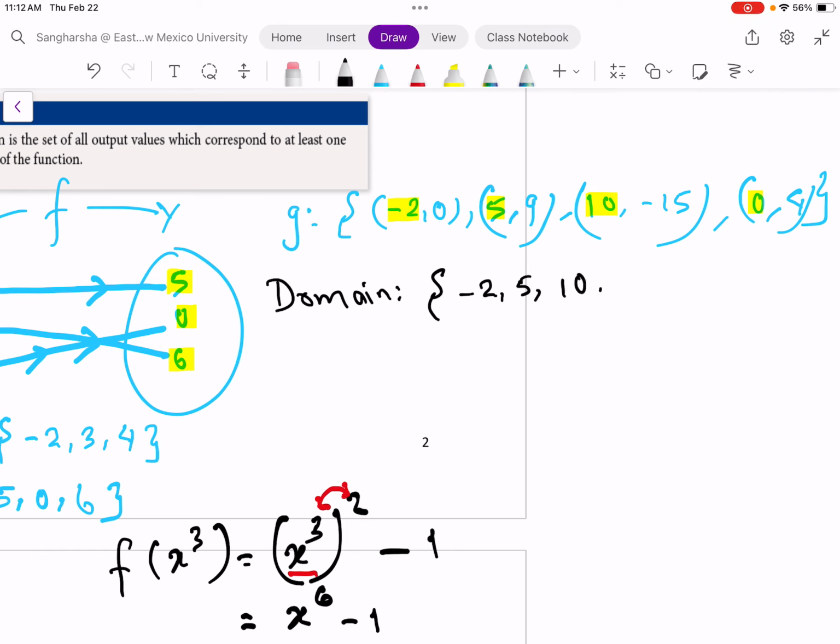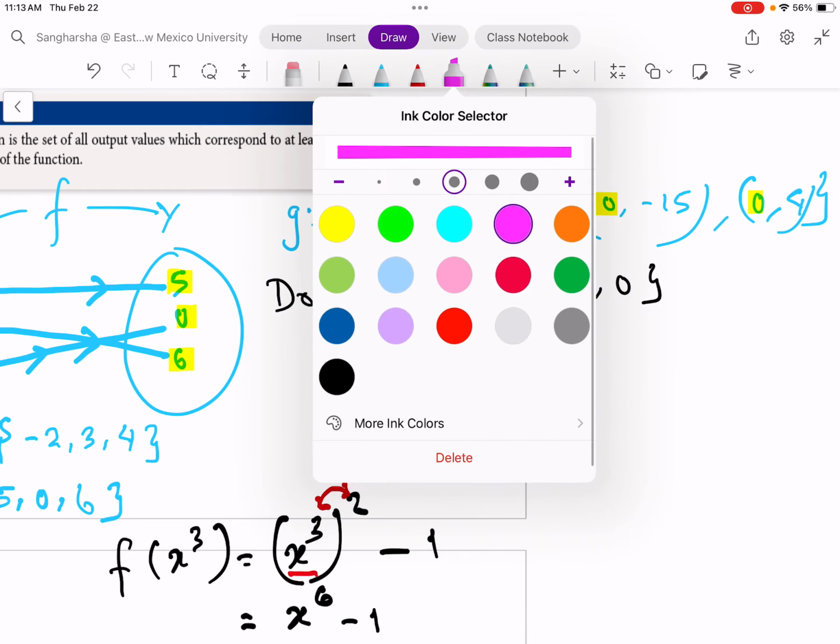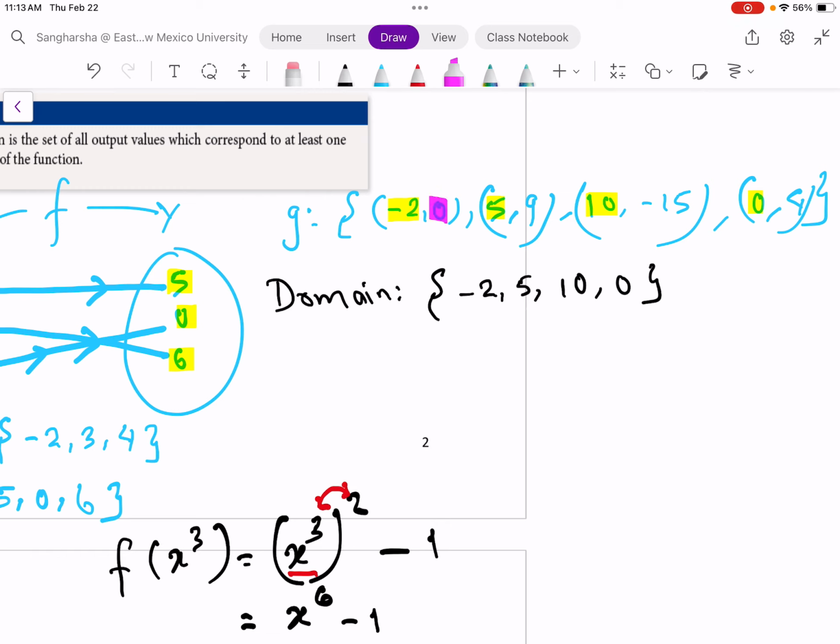And the range is every second element of each ordered pair. So our range is the set of second elements from each ordered pair. So we have 0, 9, -15, and 4. This is the range.